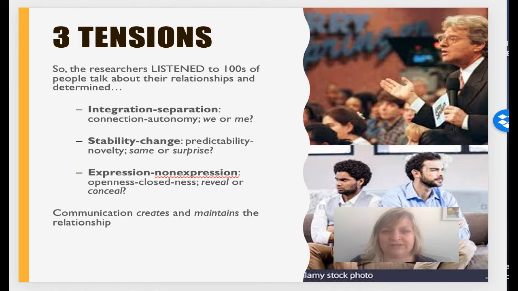So, integration, separation. What does that tension look like in a relationship? It is basically that idea of, are we always connected, or are we two individuals who remain separate in our identities, but just happen to go through this life together? In other words, it's looking at a we or a me.